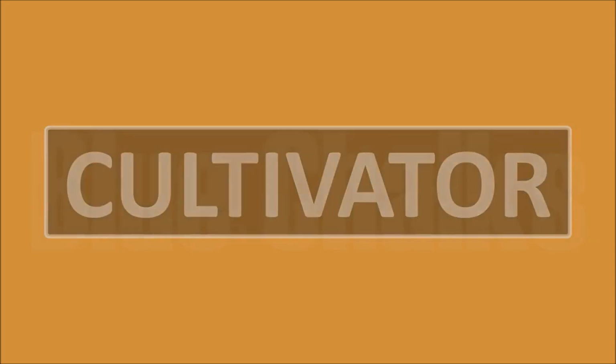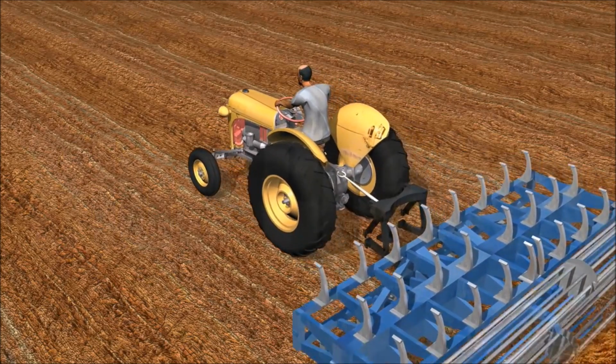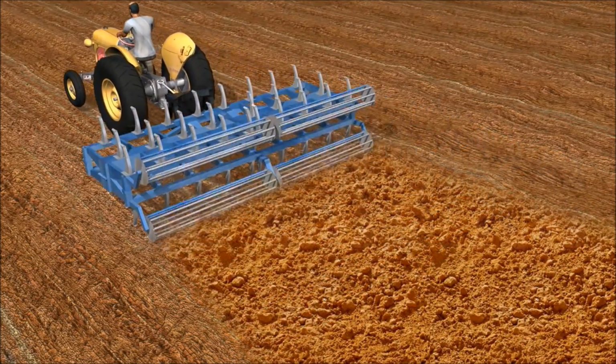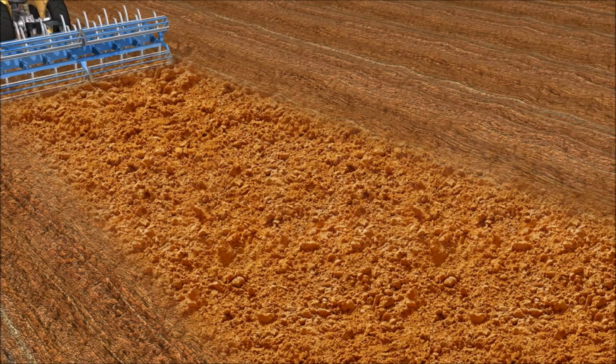Nowadays, plowing is done by a cultivator. A cultivator is driven by a tractor, so it requires less human and animal effort. The use of a cultivator saves labor and time.